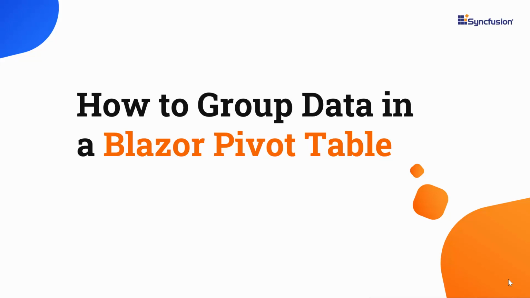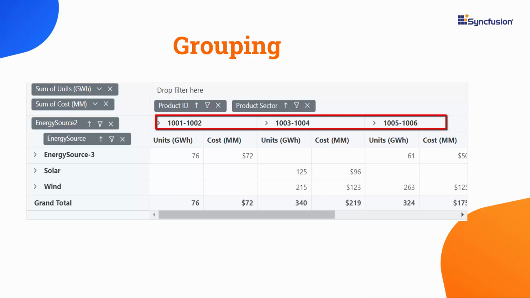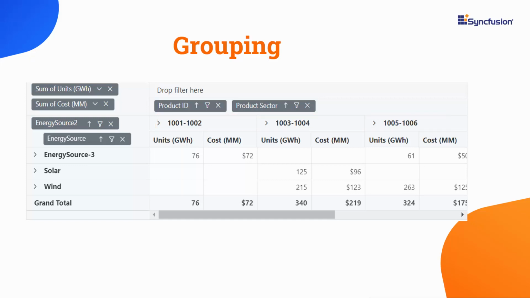Hi everyone, welcome back. In this video, I will show you how to group data in the Blazor pivot table component. Grouping is a process of organizing data by specific ranges or categories that enables you to analyze large amounts of data in a meaningful way.